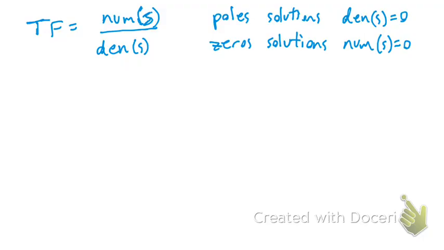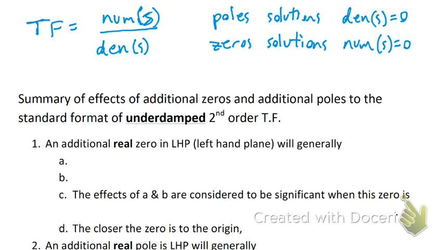So previously we've talked about systems that only had one or two poles, so first order or second order systems. Now we're going to talk about systems that have both poles and zeros. So what I'll need you to do is take out the handout that was shared on Canvas. It's called The Summary Effects of Additional Zeros and Additional Poles to a Standard Form of an Underdamped Second Order System.